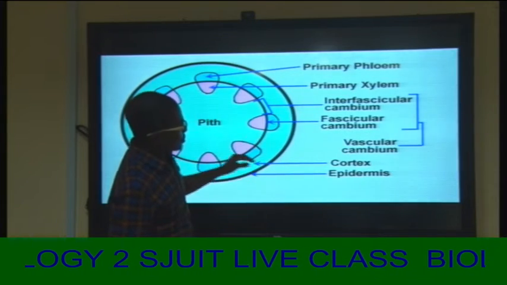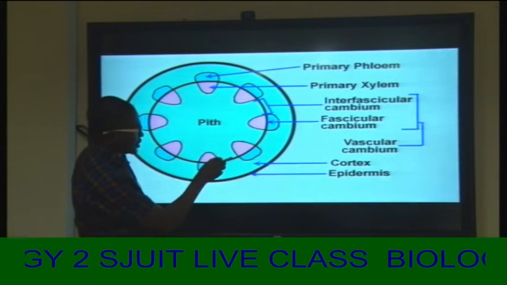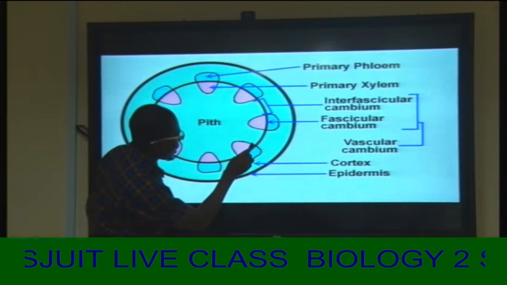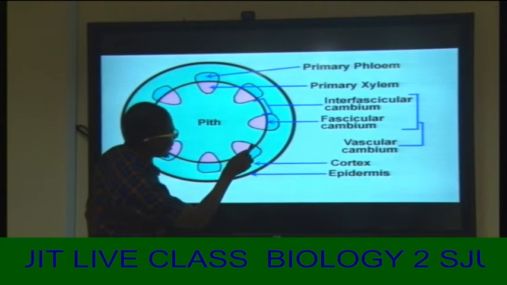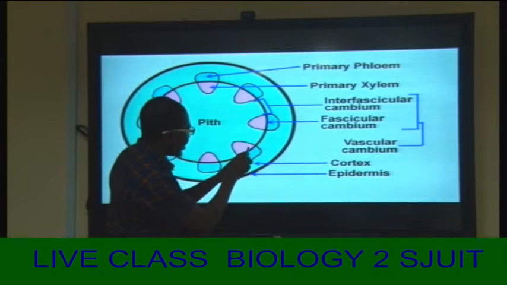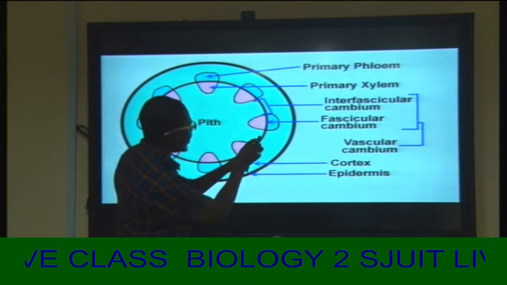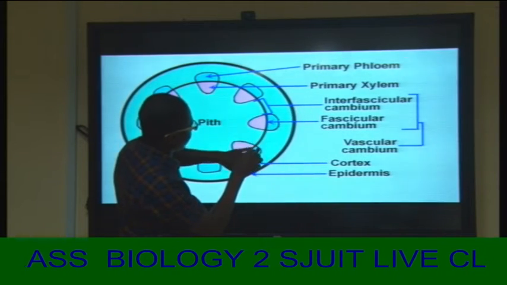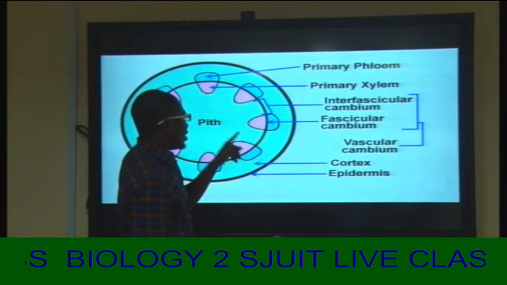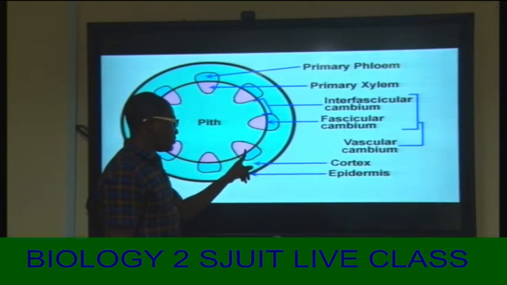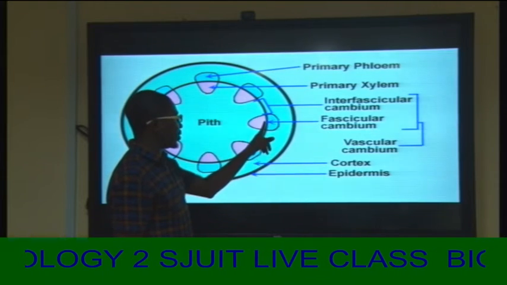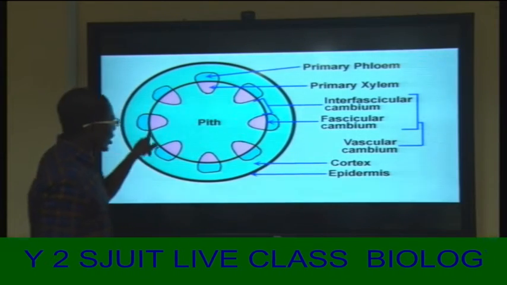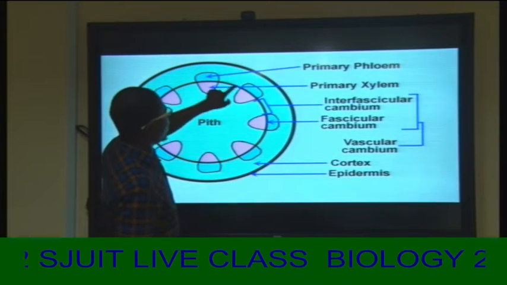So the vascular cambium will be formed by joining the fascicular cambium or intrafascicular cambium, this portion here. When the intrafascicular cambium combines with the interfascicular cambium and then joins with the fascicular cambium again, later on you will get a layer that is called the vascular cambium.